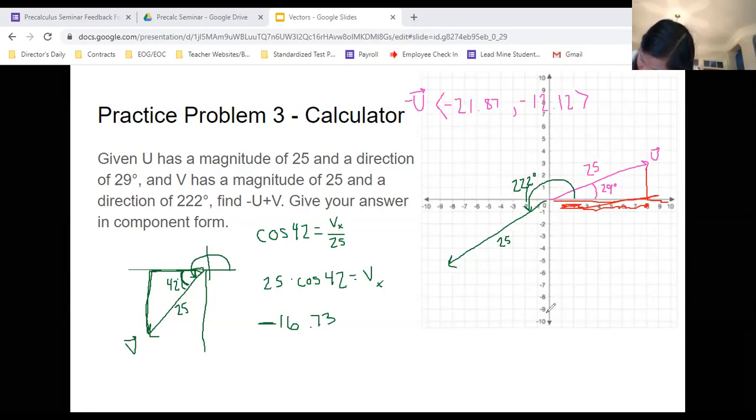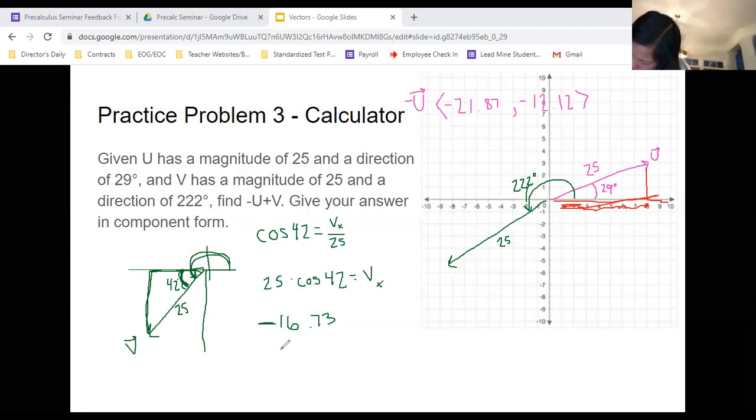Okay, so I'll explain it again. The 222 degrees is from the positive x-axis. That's a lot of angle to work with. I just want to work with the angle that's inside my little triangle that I created with my vector. So I did 222 minus 180 to get that 42 inside. Okay, good. So that's the x component of my vector v.